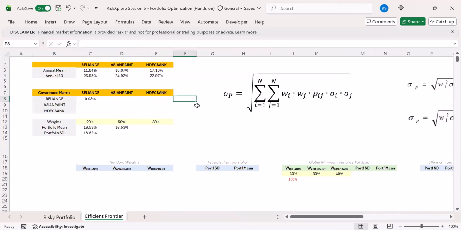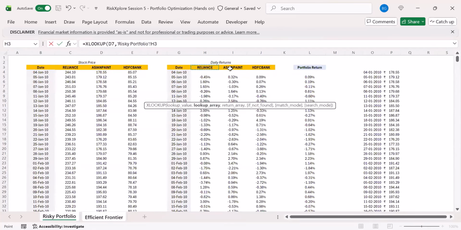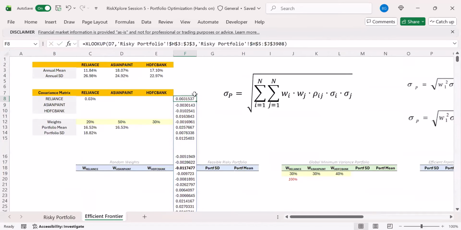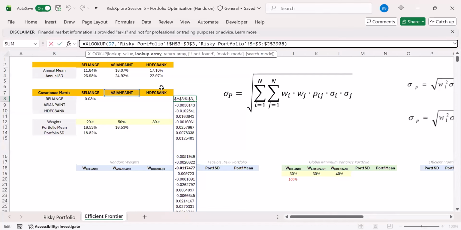So for that we can simply use XLOOKUP function. Let's say we want to look up Asian Paints. हमें Asian Paints के returns चाहिए, daily returns चाहिए. Where do we have to look up? We have to look up here. We have to fix this, right? Comma. हमें return में क्या चाहिए? In return we want the returns range. Press F4 key to fix this as well. And we have the daily returns for, let's say, Asian Paints.